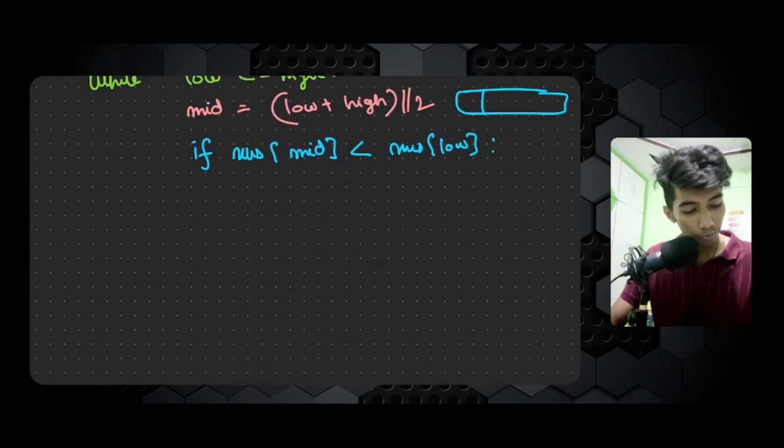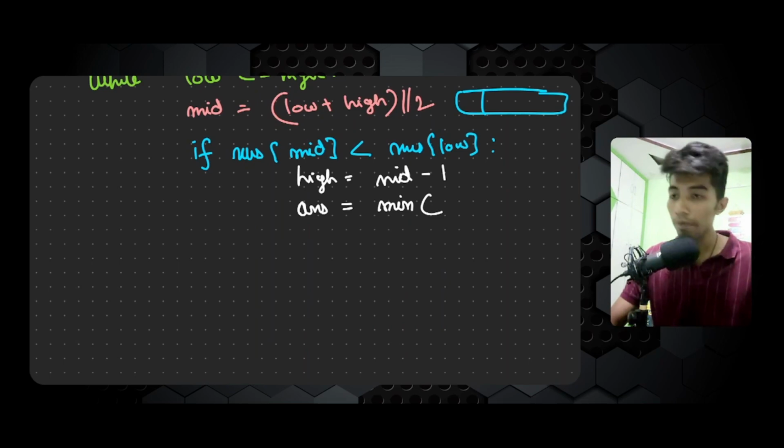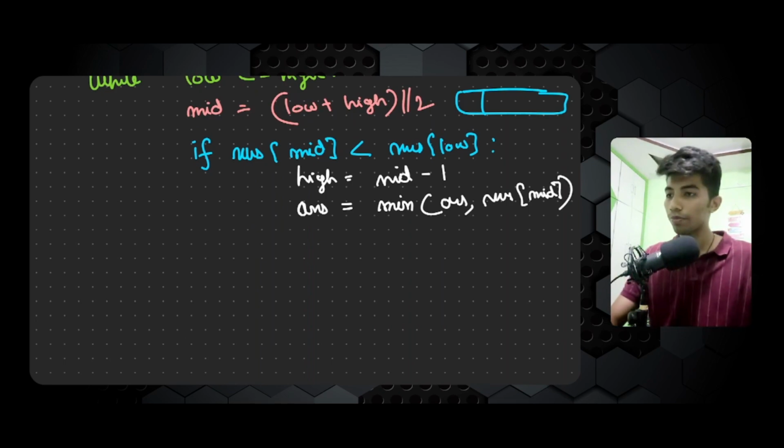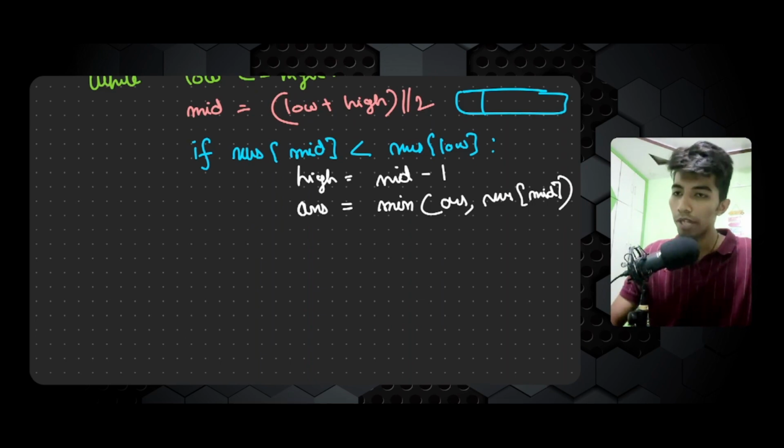So simple, I will write this case: I have to change the high to mid minus 1, and then change my answer to the minimum. Here we are just writing answer, and nums compared with the mid value. Where will be my mid value, that I will assign to the answer. This you have understood.